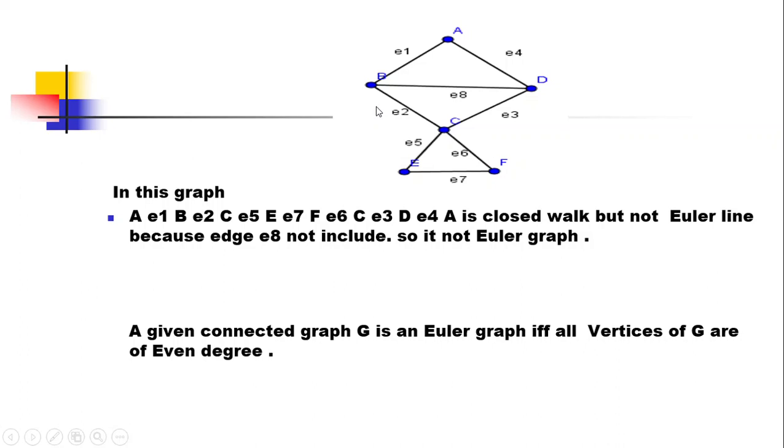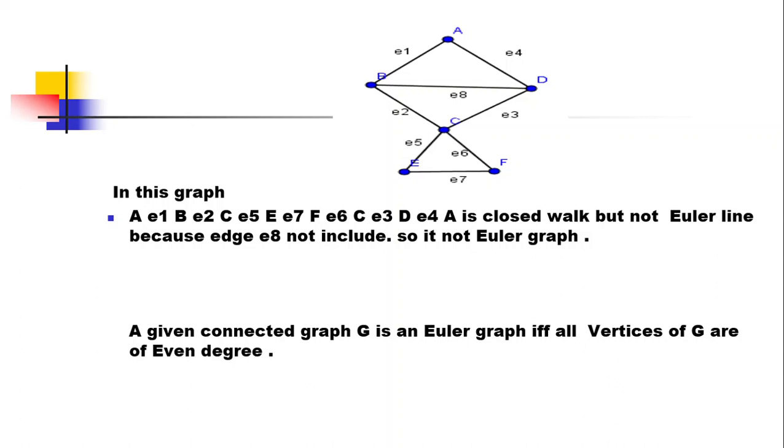That will be remaining in any closed walk. Here you can start at any vertex, such as B, C. You can take any starting vertex here and create such a closed walk, but one edge will be missing. So that is not an Euler line, and therefore such a graph is not an Euler graph.